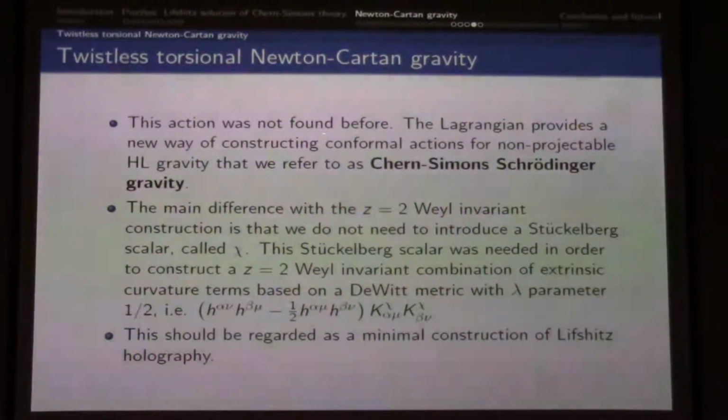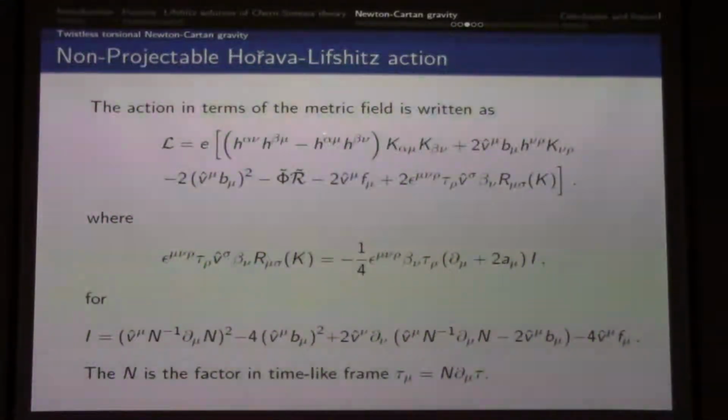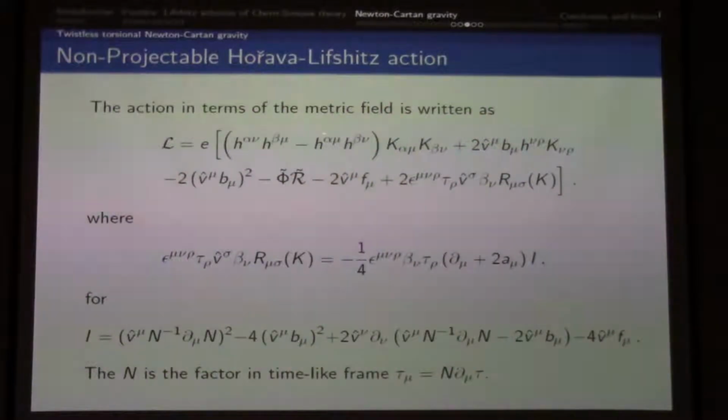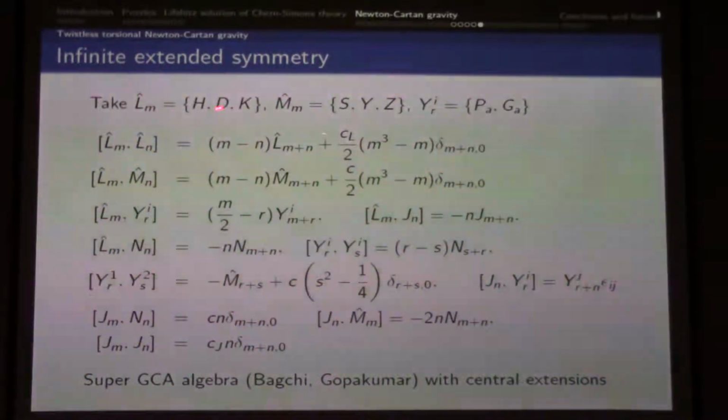Since the symmetry algebra we saw was very neat, you might want to ask what this algebra is. To our surprise, to understand what this algebra is, I write the HDK, the SL2R part, into the Virasoro form, and the extended algebra as generated by N, and the spatial translation and the Galilean boost into Y. I found this very large algebra, and this algebra turns out to be the super BMS algebra or super Galilean conformal algebra, discovered by Bagchi, Mandal and Pekki, with some central extensions.